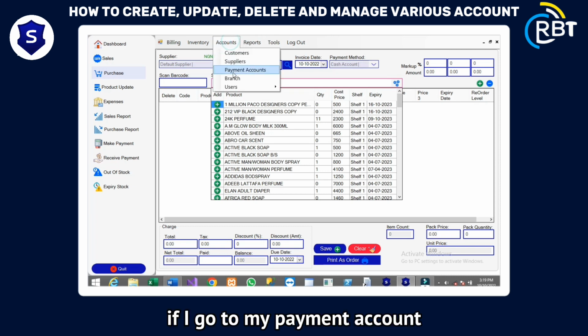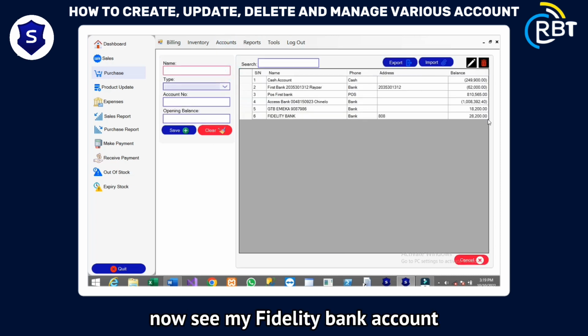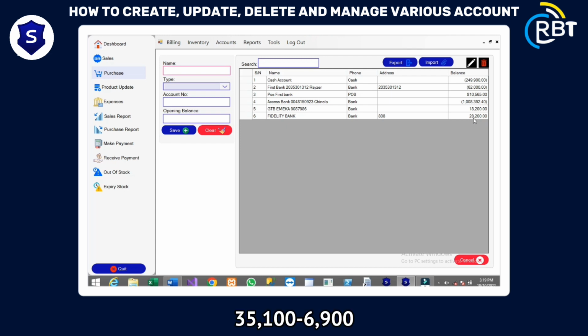So if I go to my payment account now, see my Fidelity Bank account, 35,100 minus 6,900, this is what it gives me, 28,200. How beautiful can this be? Now it doesn't end there.